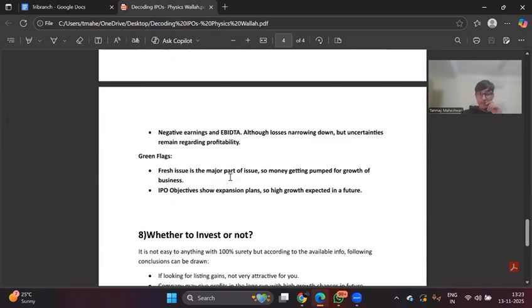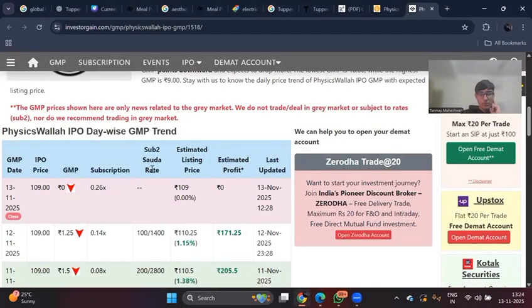If we look at the positive details, there are green flags. The fresh issue is the major part of the issue. So the money is getting pumped for growth of the business. The money will be invested in growth and expansion of the business. And IPO objectives show expansion plans. I'll show you.